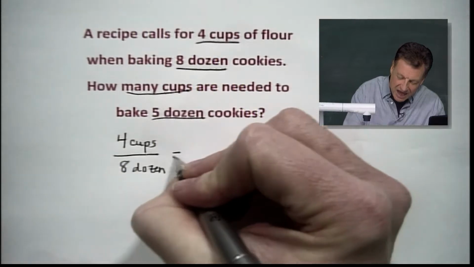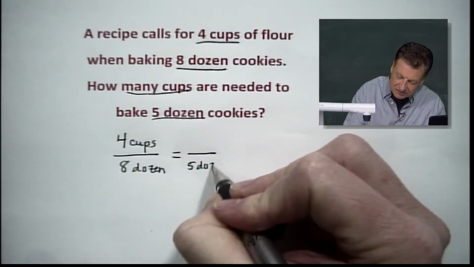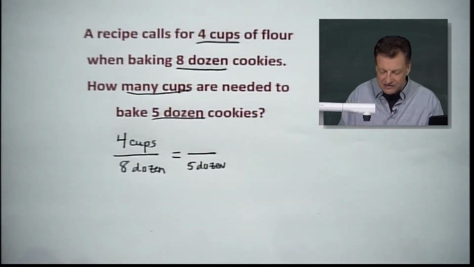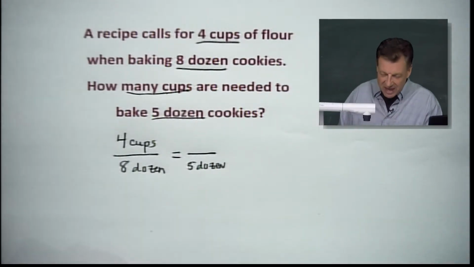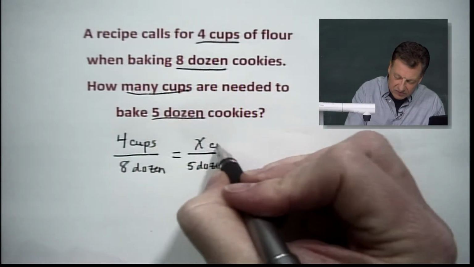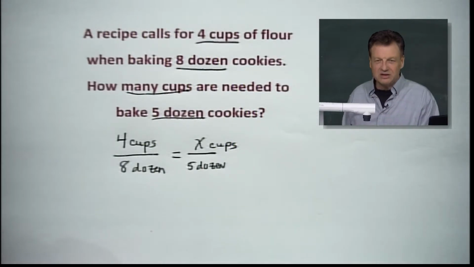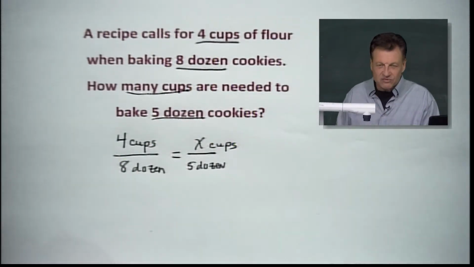So on the other side, what do we have? We know we're going to have 5 dozen. Now some of you ask, could you have made that 96? Sure, we could have made 96, but no need to. We're talking about dozens here. And we have 5, and I'm going to put a little x over there because remember, that's going to come out in cups. We don't know how much it is, but it's going to be a fraction or a half.